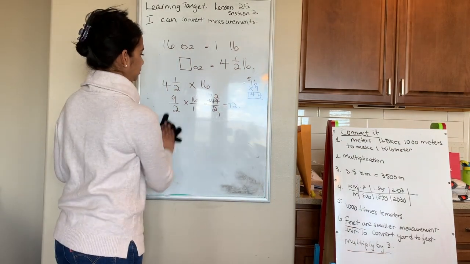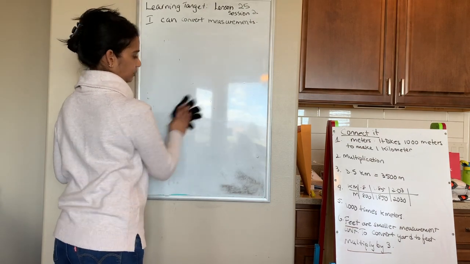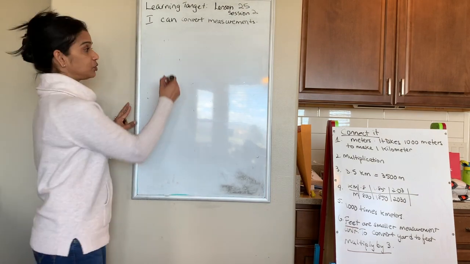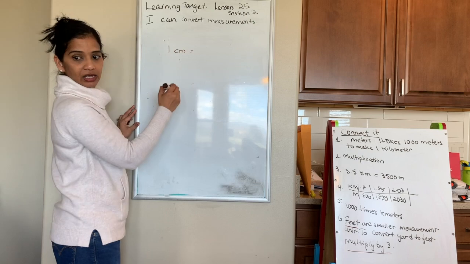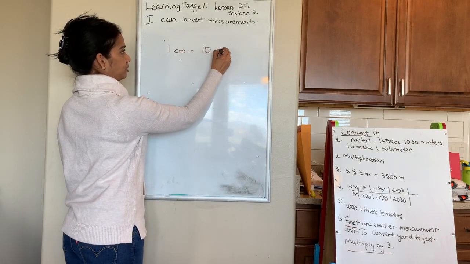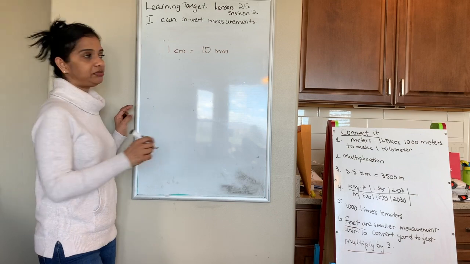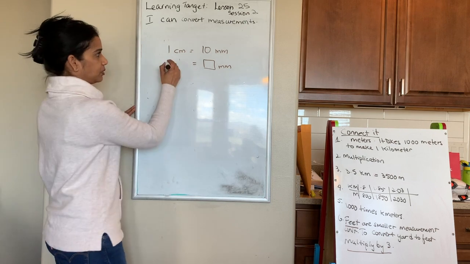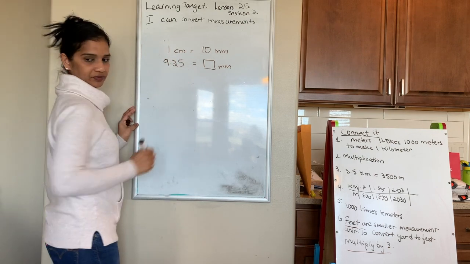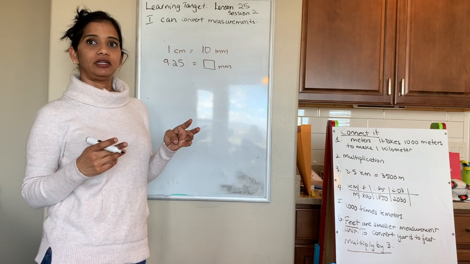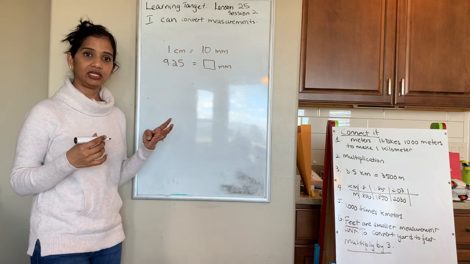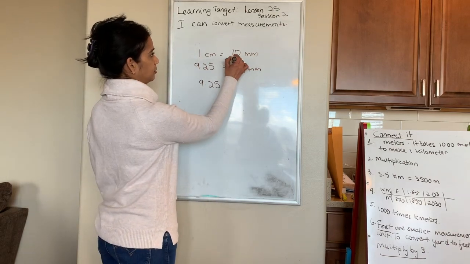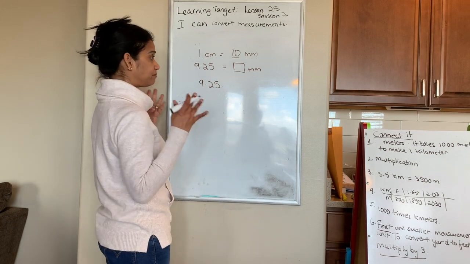Number 9. Let's see. That one says, how many millimeters are in 9.25 centimeters? So for every centimeter, I have 10 millimeters. And what do we want to know? How many millimeters? We don't know that. That's a mystery. Are in 9.25. So these measurements that are in grades of 10 are a little bit simpler to do. Okay. So what we're going to do is, because we have tens, right? That makes a big difference.